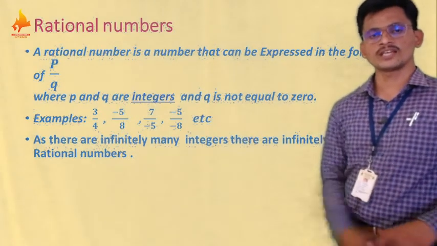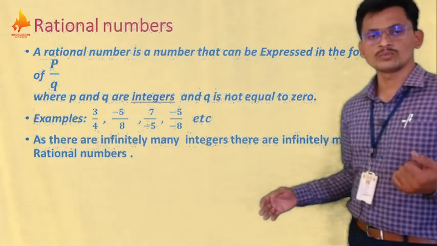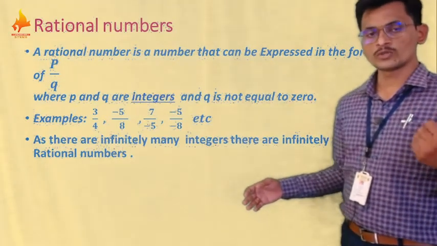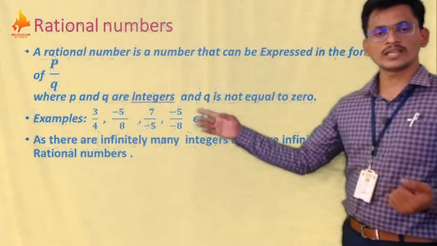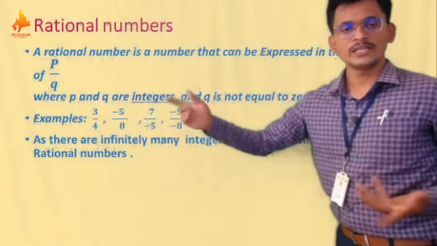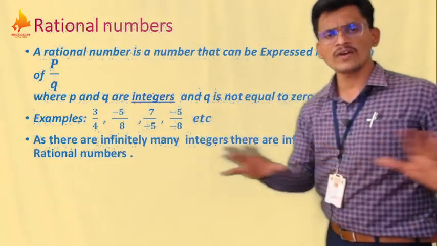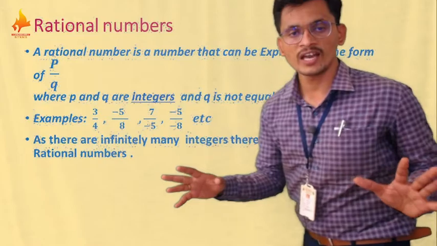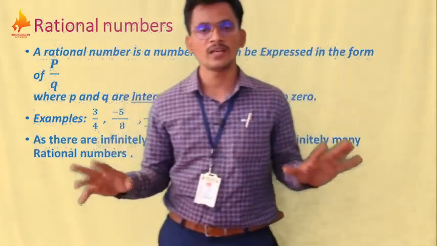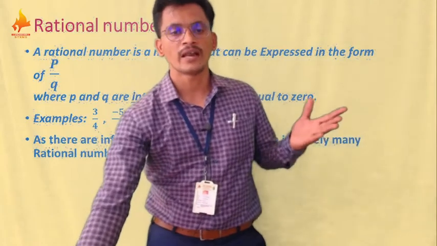Some examples are there also. 3 by 4 is in the form p by q, and q should not equal 0, meaning 4 is not equal to 0, and 3 and 4 both are obviously integers. So this is a rational number. As there are infinitely many integers, there are infinitely many rational numbers also.